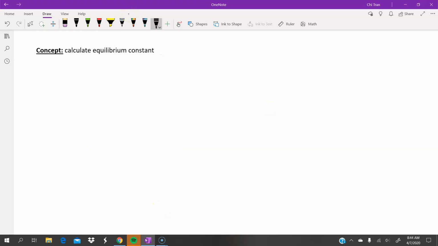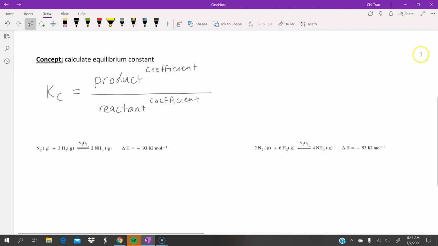So the general formula of equilibrium constant is Kc, which equals the product to the power of its coefficient over the reactant to the power of its coefficient. And we can use this general formula of equilibrium constant to calculate equilibrium constant for each of the equations from the question above, which is right here.